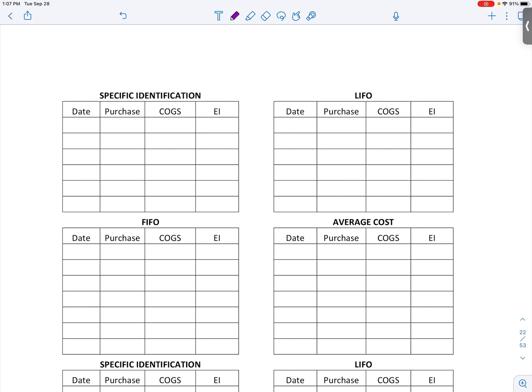One thing that I'm going to walk you through is just the specific identification one, because we tend to get one area wrong in this everywhere. So I'm just going to give you a hint. If you have nothing in your ending inventory, then it's still in your cost of goods sold, right? If you sold everything, then your ending inventory would be 0.